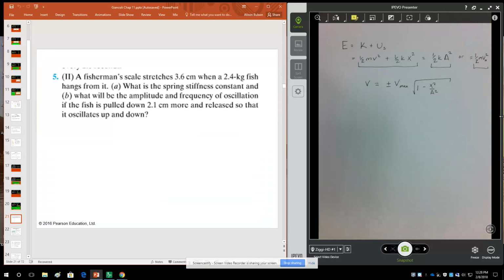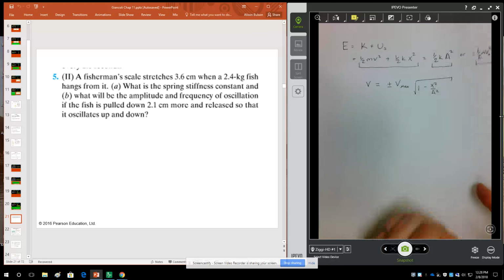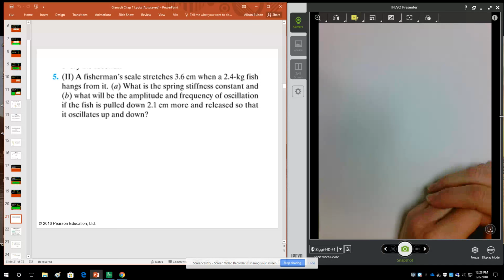So now we'll do a computational example. A fisherman's scale stretches 3.6 centimeters when a 2.4 kilogram fish hangs from it. What's the spring stiffness constant? So that's the spring constant k. And what will be the amplitude and frequency of oscillation if the fish is pulled down 2.1 centimeters more and released so that it oscillates up and down?